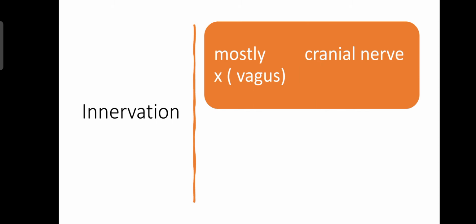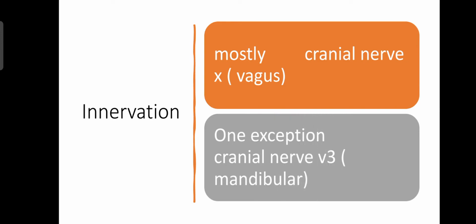We move to the innervation of the soft palate muscles. We said that the tongue muscles are innervated mainly by cranial nerve number 12, with one exception: the palatoglossus muscle is innervated by the vagus nerve. The soft palate muscles are mostly innervated by the vagus nerve, which is cranial nerve number 10, and we have only one exception, innervated by cranial nerve V3, or division 3, which is the mandibular nerve, the third division of the trigeminal nerve.